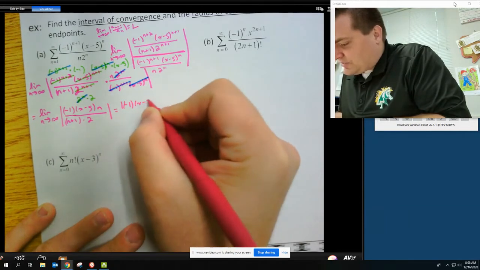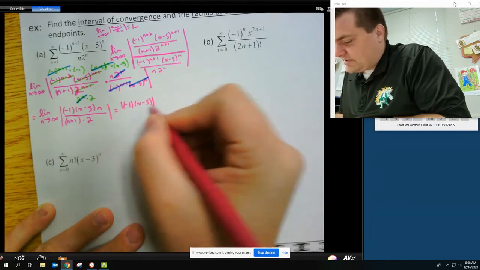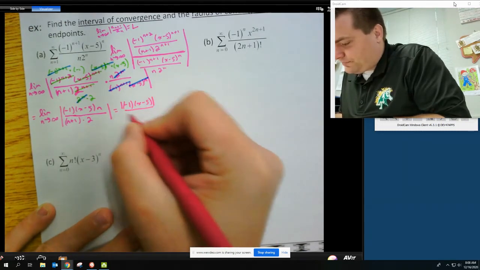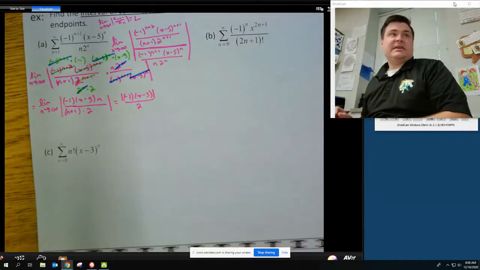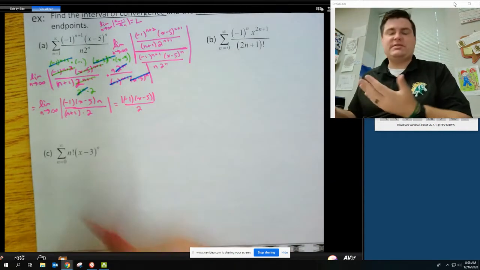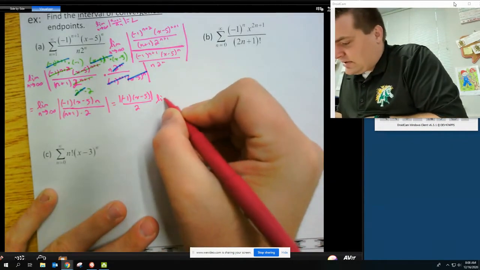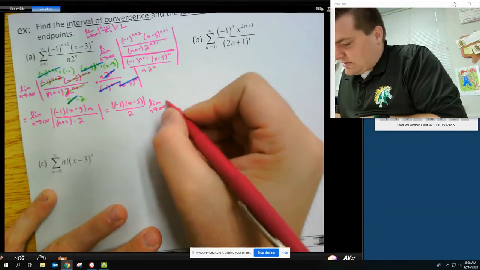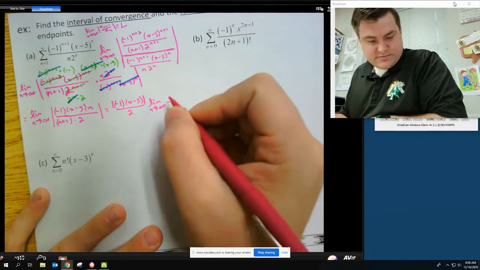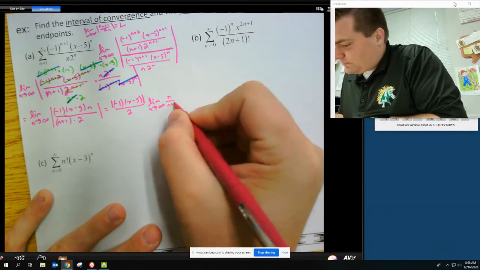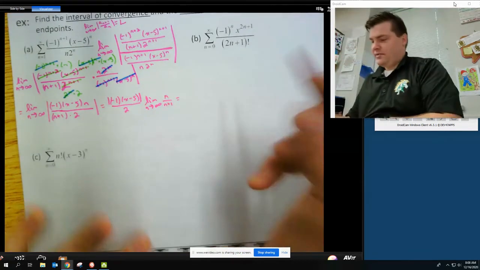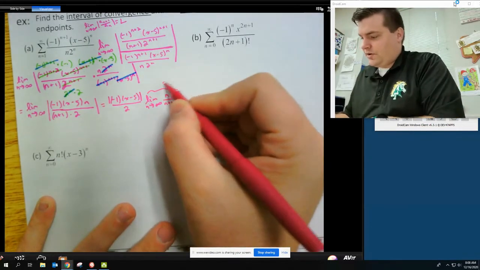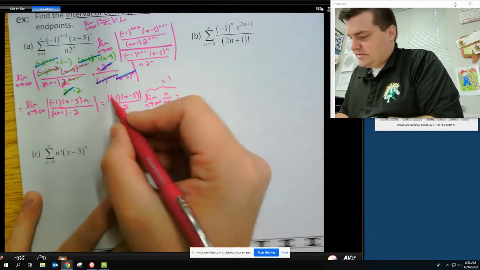And in just a second, I'm going to squash that negative 1 because this is absolute value. I'm going to take that out in a second. And I don't need the absolute value around the 2 because the 2 is always positive. Limit as n approaches infinity of n over n plus 1. Which, by the way, this portion right here is equal to 1. Okay, and then this is going to get squashed out as well.